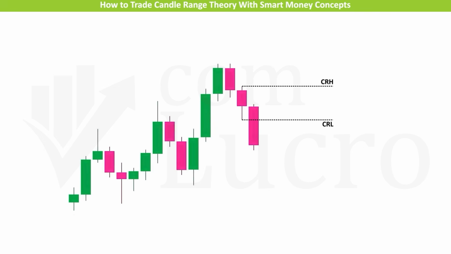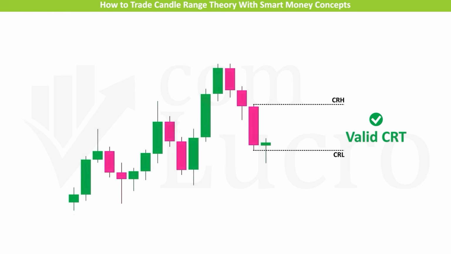This continues until we find a candle that sweeps below its low but closes back inside its range. That's when we have a valid CRT setup. At that point, we've identified both the range and the sweep. Now, the next question is, where exactly do we enter the trade? A simple approach is to open a buy position immediately after the sweep candle closes.